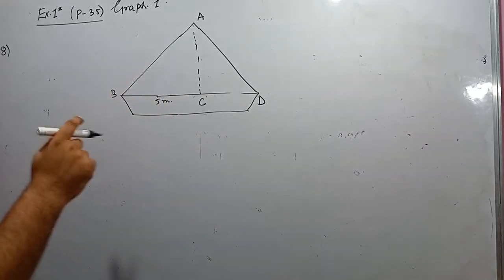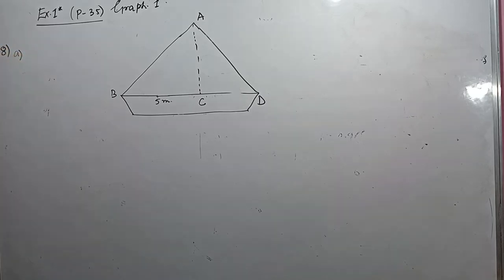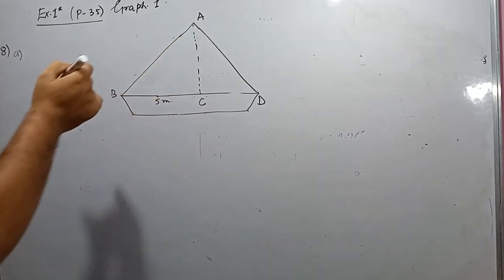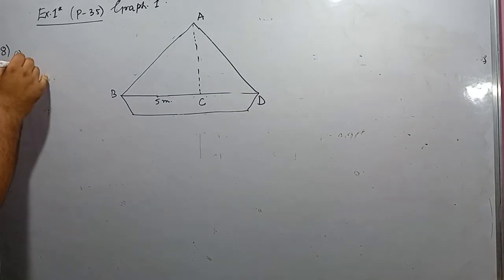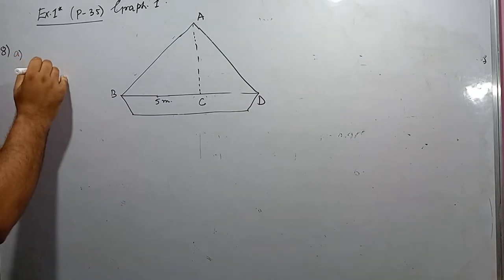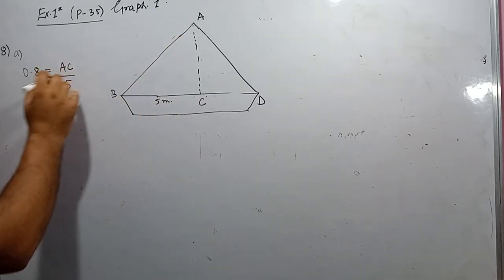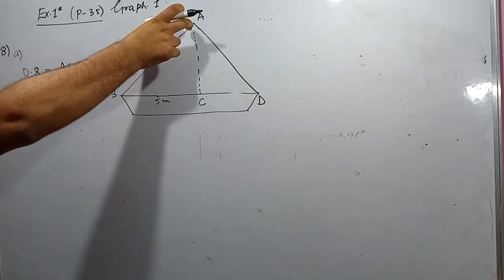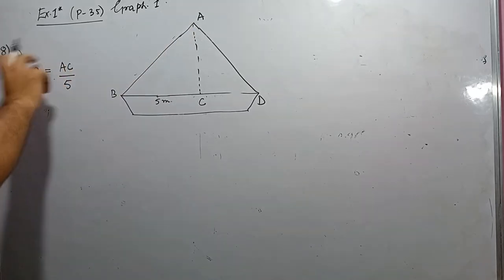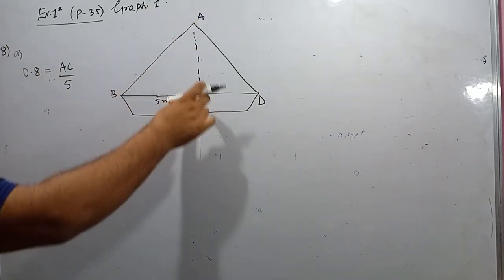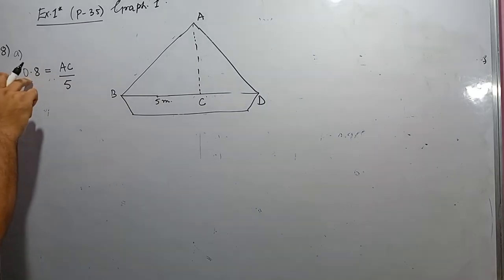BC is 5 meter. Now coming to the first part. What is the first part? It says the gradient of AB is 0.8. How high is A from C? Gradient of AB is 0.8. Can I write 0.8 is equal to AC divided by 5? Directly I am writing here. Gradient of AB is equal to AC by BC.